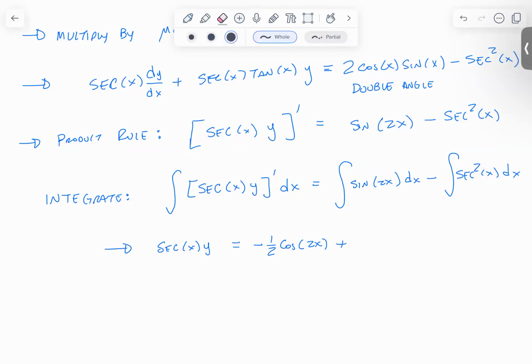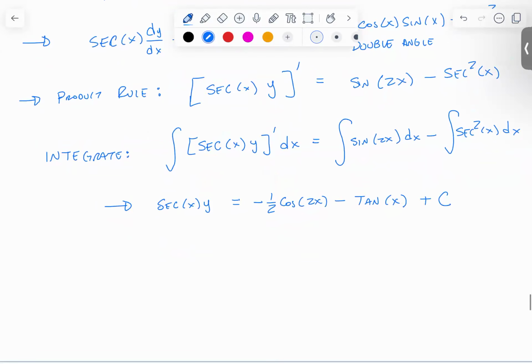Oops, it's minus. So again, integral of sine is negative cosine, and then some reverse chain rule. And then integral of secant squared is tangent. So again, got all those to a simple enough form. One last step.